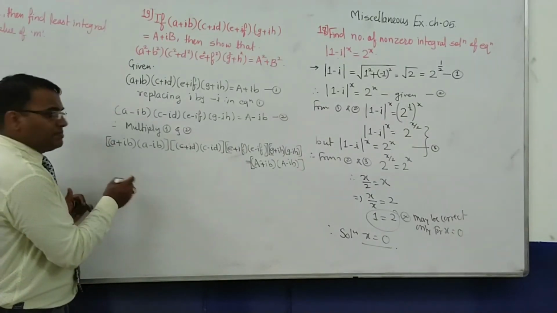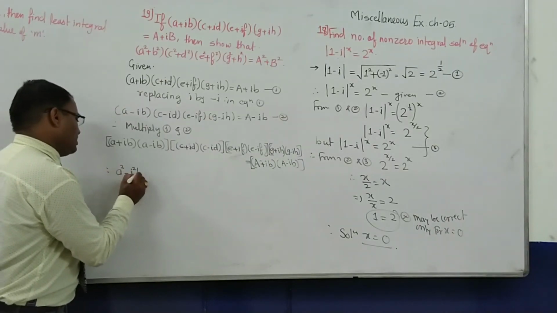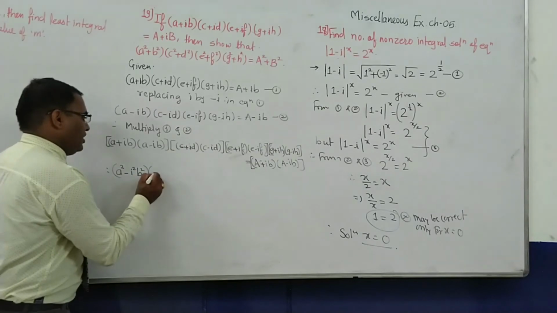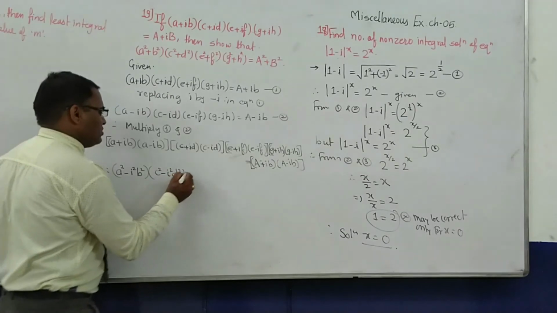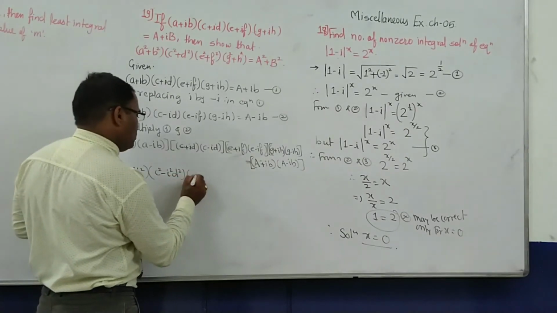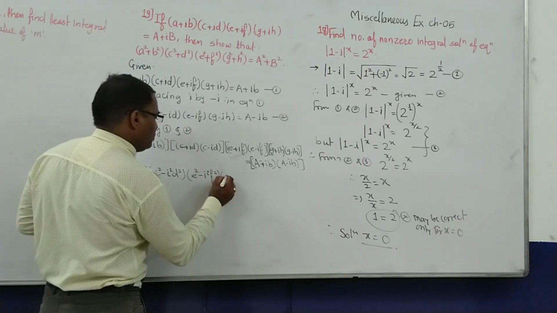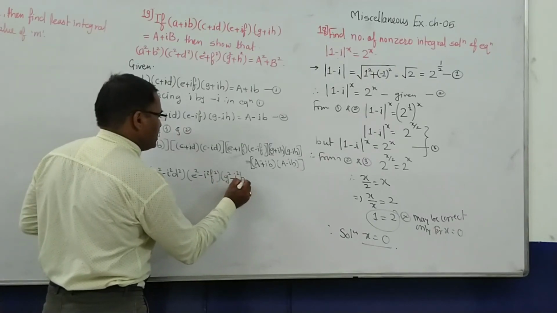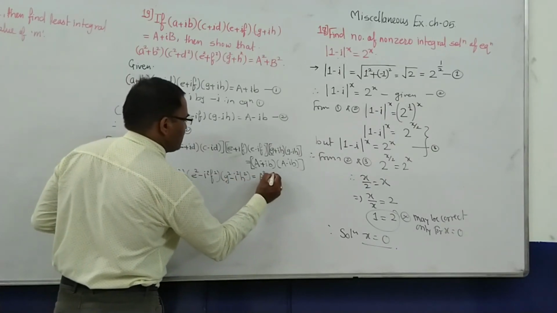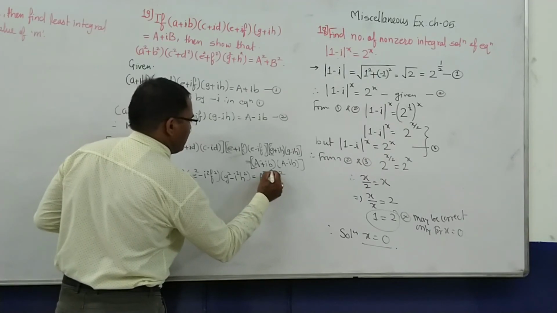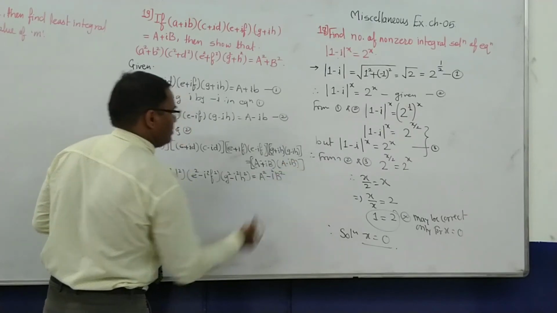(a plus b)(a minus b). So here it will become a square minus i square b square, into c square minus i square d square, into e square minus i square f square, into g square minus i square h square is equal to a square minus i square b square. Here it is capital. Okay, right?